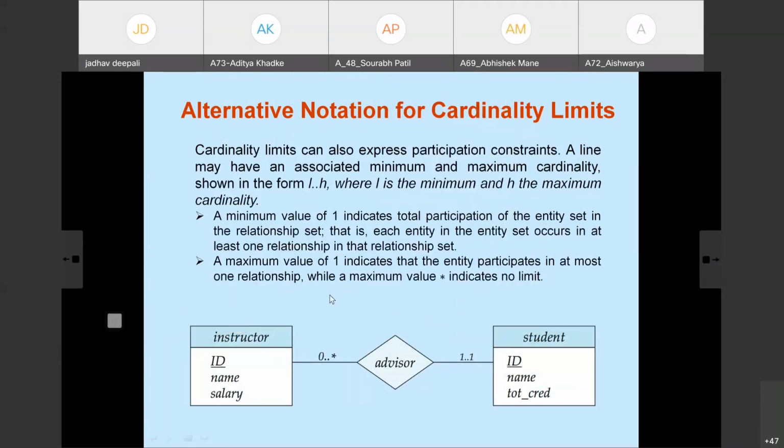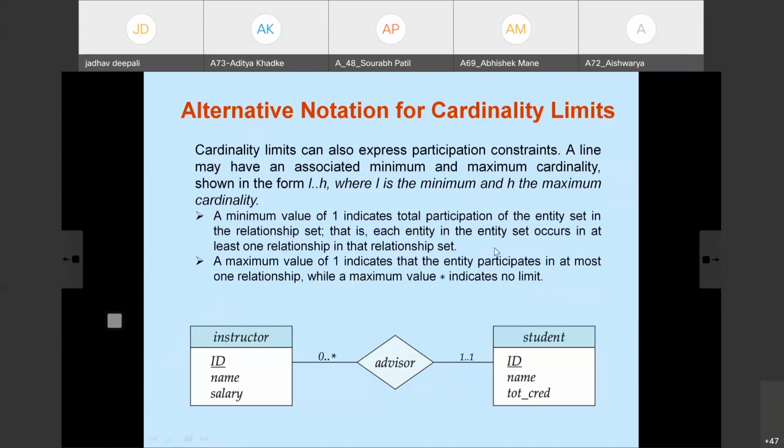So, alternative notation for cardinality ratio. This is normally not used. The directed and undirected lines are a simple way to represent the cardinality. But there is an alternative notation also available. So what is this alternative notation we are going to see?